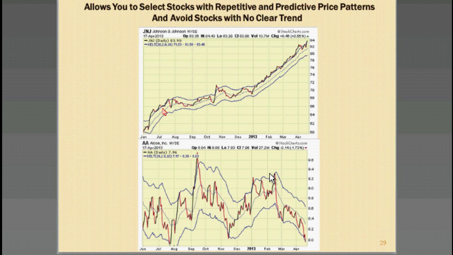You can see J&J has a very predictable, repetitive price pattern. So I'd rather just focus on stocks like this than a stock like Alcoa, which is volatile and has no predictive price pattern. So it's much easier to trade stocks like this.